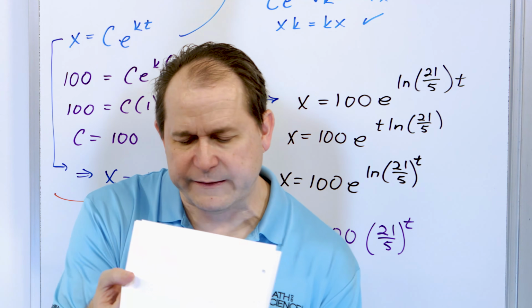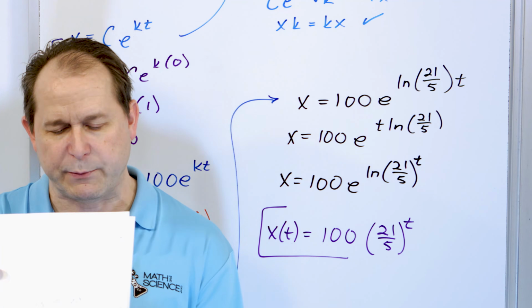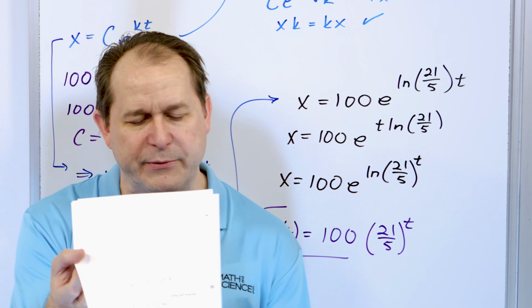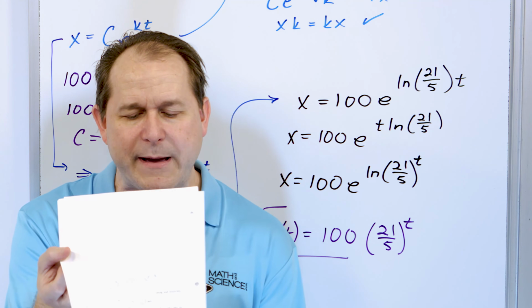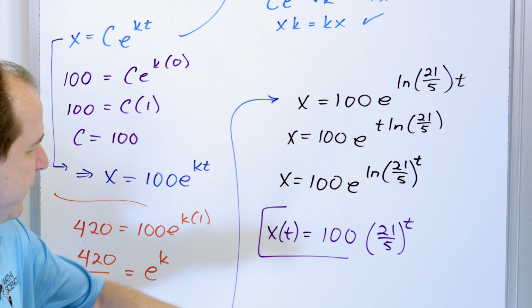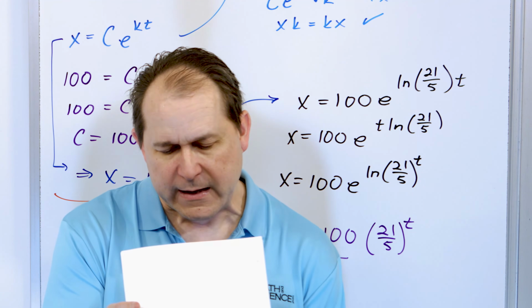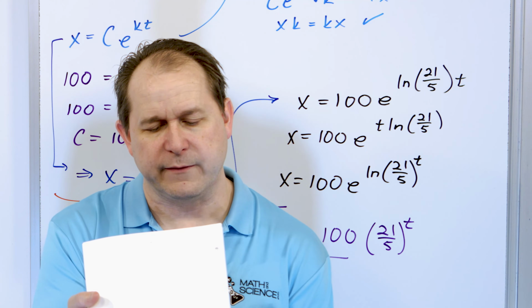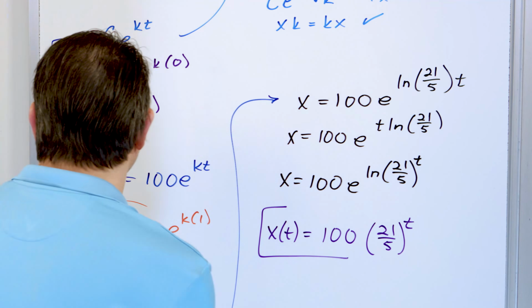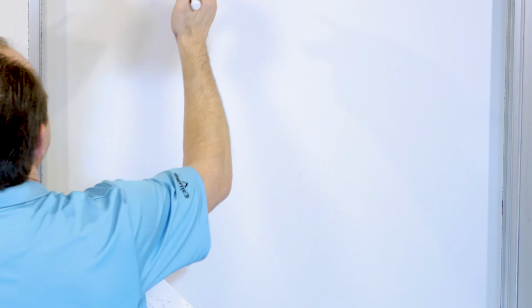Now the problem says we start out with 100, we grow at a rate proportional to our size. After an hour, the population gets to 420. How many bacteria are there after t hours? That's what we just figured out the answer to right here. What is the rate of growth after 3 hours? So let's go over here, and we're going to write this equation down again.